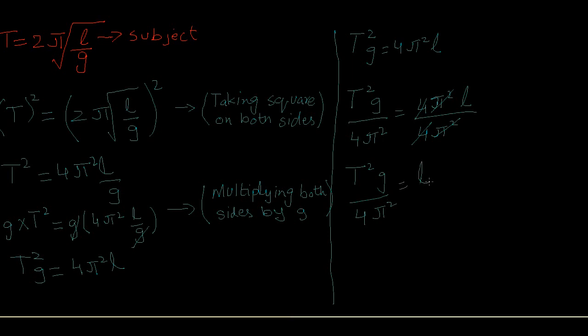Now we get a formula that can give us the value of L. If we have the time period, g is the gravitational constant, and 4 pi squared we know the value of, by this formula we can get the value of L. So we got our subject L successfully, and we also got the formula to get L successfully.